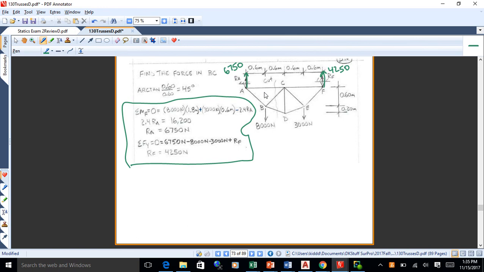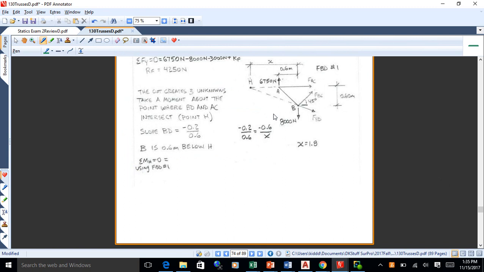Okay, now I want to find BC. The obvious thing to do is to cut where I'm showing there, right here. So I'll get a free body diagram that looks like that. Now, when I make that cut, I get 3 unknowns, AC, BC, and BD. And notice that 2 of the 3 are angled.